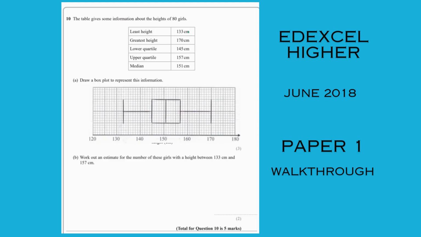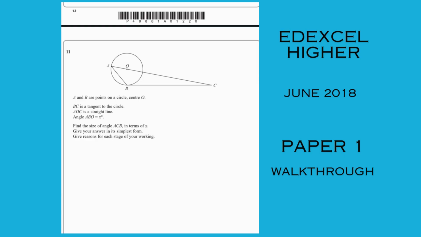Work out an estimate for the number of girls between 133 and 157. Well, as you can see, that's the first 3 sections of your box plot, and each section accounts for 25%. So your job is to work out 75%, in other words, 3/4 of 80. Done. On we go to harder questions.